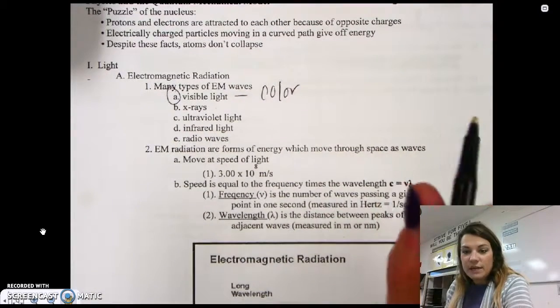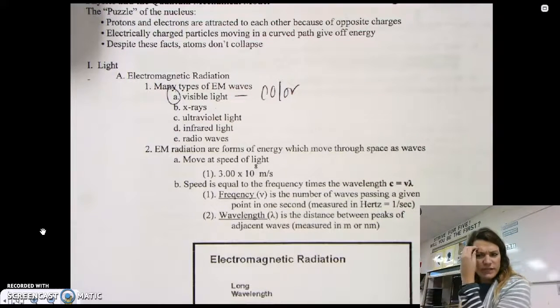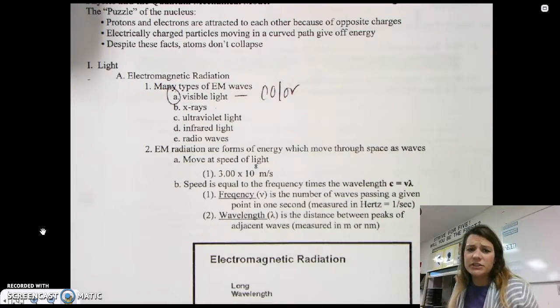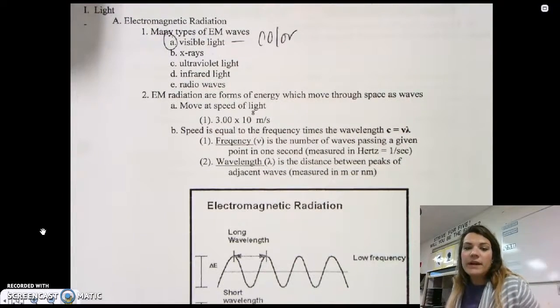X-rays we can't see because, well, we use them to see bones, but it's actually a different form. It's not in that visible range. It's its own entity. We also have radio waves, which are going to have the longest wavelength. And gamma's not on here, but gamma actually has the smallest wavelength. Okay, electromagnetic radiation are forms of energy.